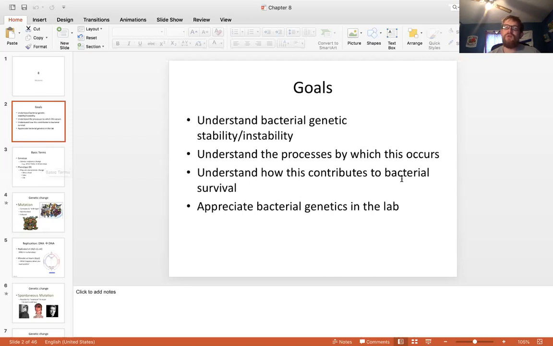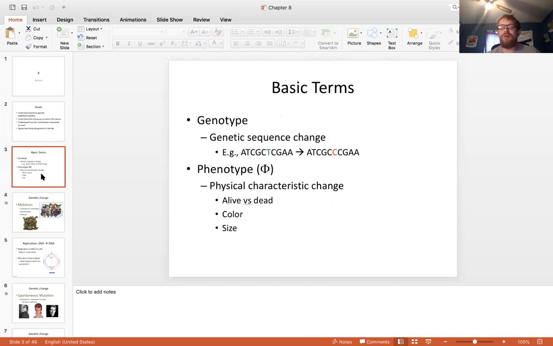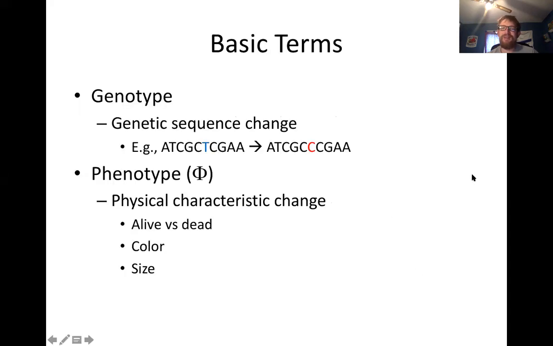So we'll talk about how mutations are occurring. We'll actually talk about some unique repair mechanisms that bacteria have that allow them to survive situations we can't survive. And I would say appreciate bacterial genetics in the lab, but there's a pandemic, so that's going to be a little challenging. But I'll try to at least get you guys as much of the base knowledge as I can.